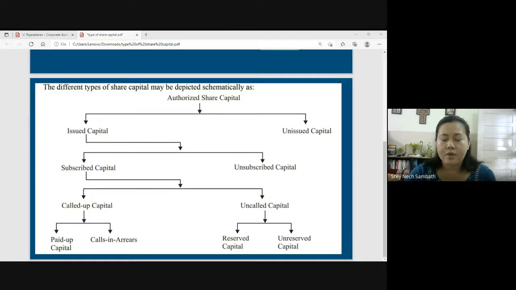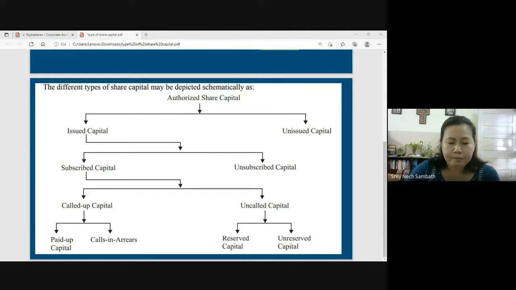The unsubscribed capital is the capital that is not bringing money in, so the remaining is called the unsubscribed capital.